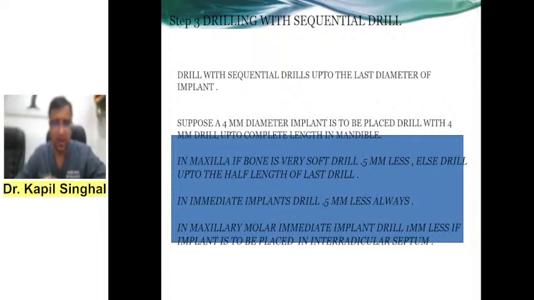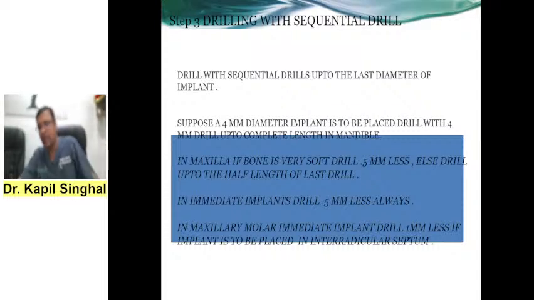Remember, the drilling sequence should not be skipped. Drill with subsequent sequential drills up to the last diameter of the implant. Suppose a 4 mm diameter implant has to be placed, so your last drill should be 4 mm in diameter. Please remember that you always have to drill the full length. Suppose if you want to place a 10 mm length of implant, you'll have to drill 10 mm in length. Your implant will not cut into the bone and go inside.